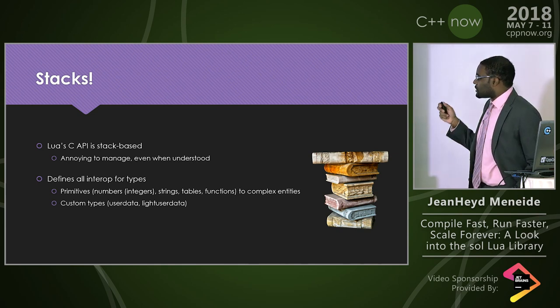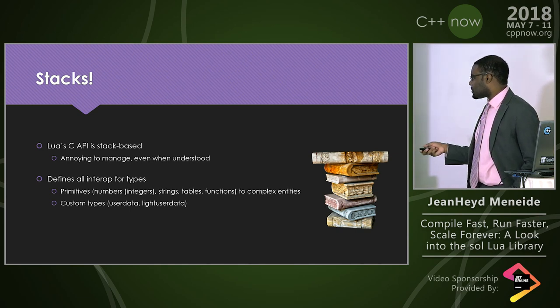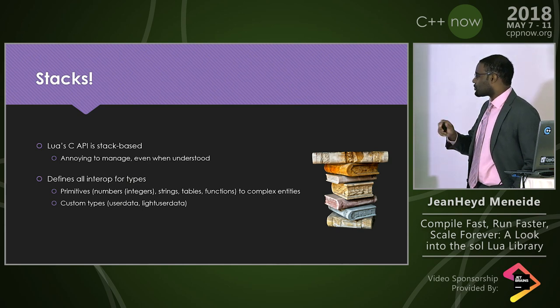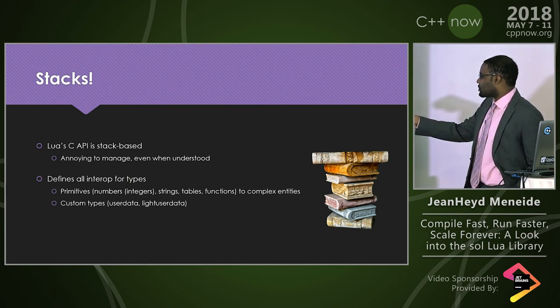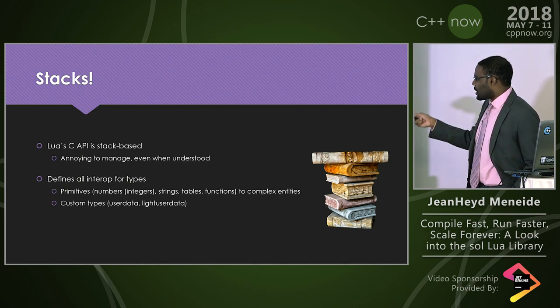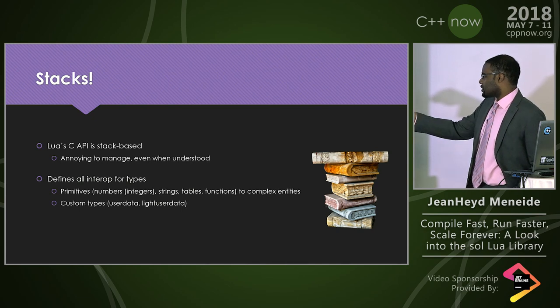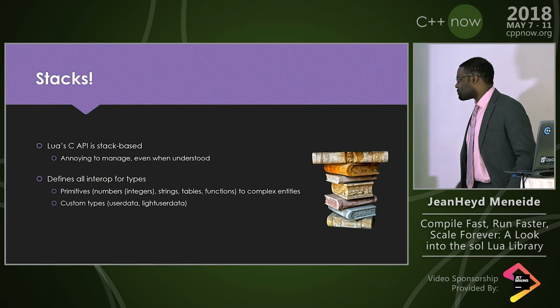The other thing about it is that it defines interops for all of its primitive types, and then it provides two things for custom types. So it has primitives for numbers and integers if you use a late enough version of Lua. Strings, tables, functions, and then you can go all the way to complex entities and custom types like userdata and light userdata, and I'll explain what those terms mean a little bit later.